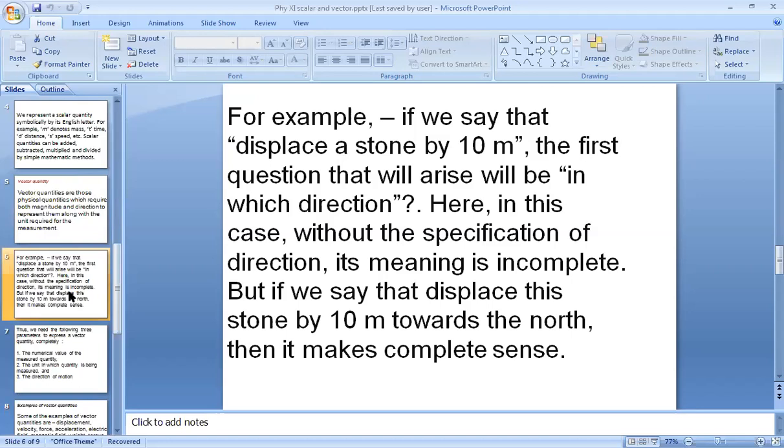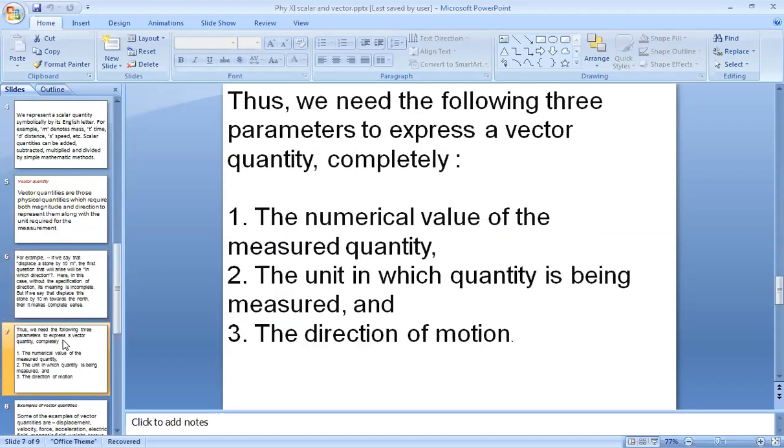So it means the complete sense is only possible if you say that I have thrown a stone towards east horizontally, or I threw a stone upward, or you say vertical upward. You can use the proper direction, that I threw a stone towards north, which means the direction matters. Thus, we need the following three parameters. This is the summary of all this.